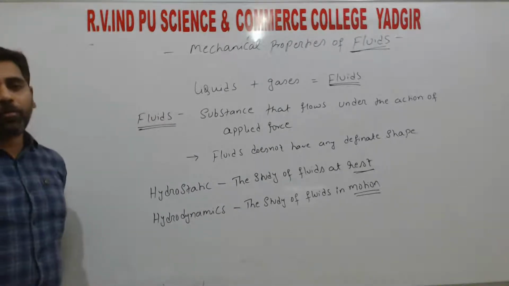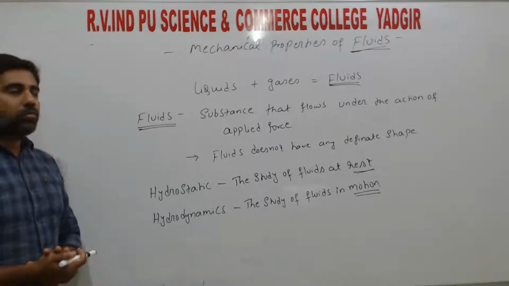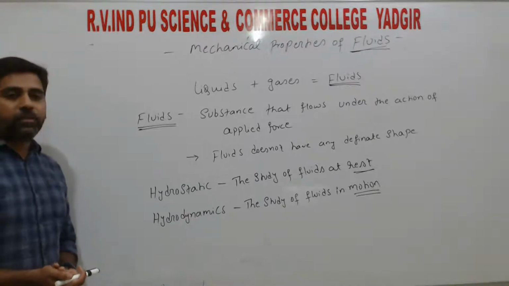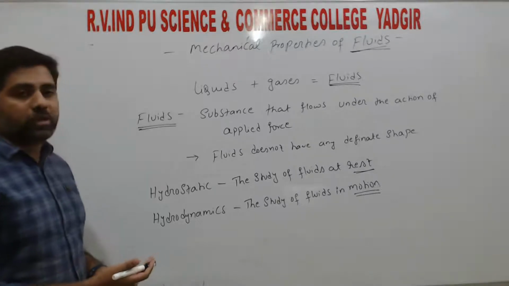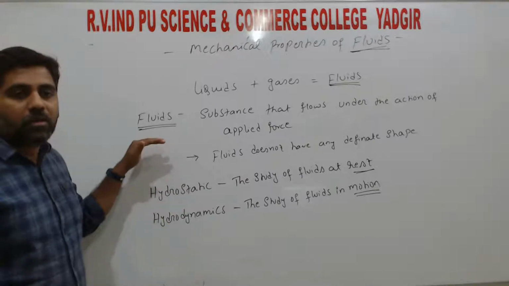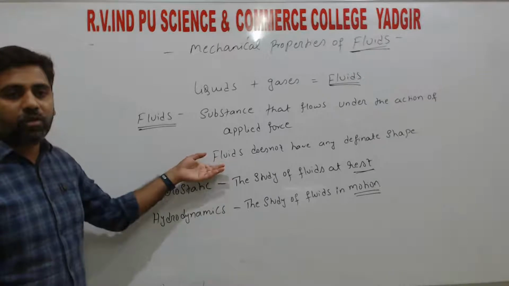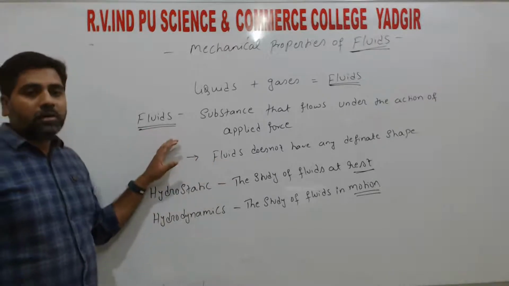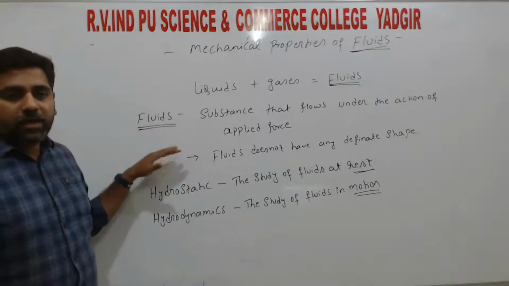So this is a brief introduction about the chapter, mechanical properties of fluids, right? So the definition of fluids: these are the substances which flow under the action of the applied force, so that we call fluids, right? So fluid does not have any definite shape. This is a property we can consider, right?